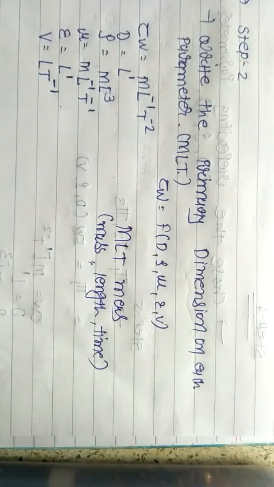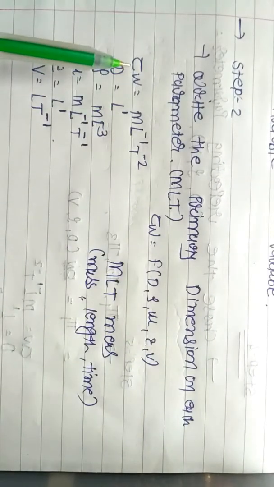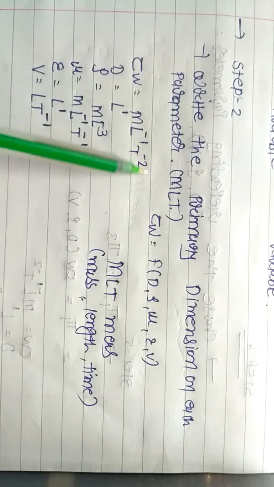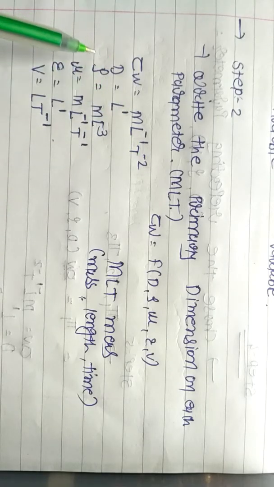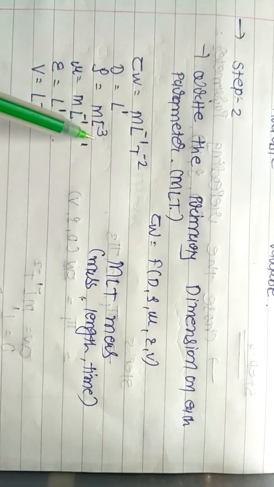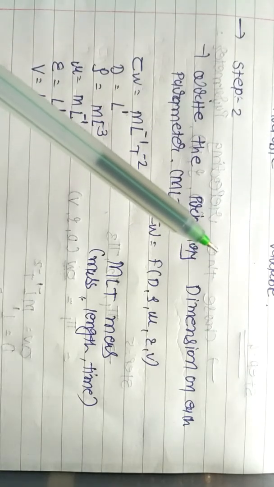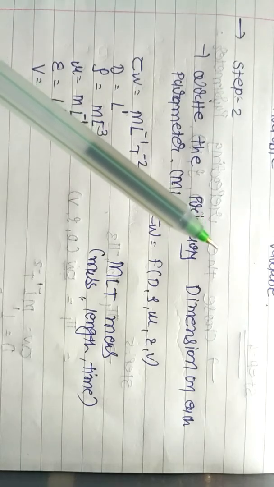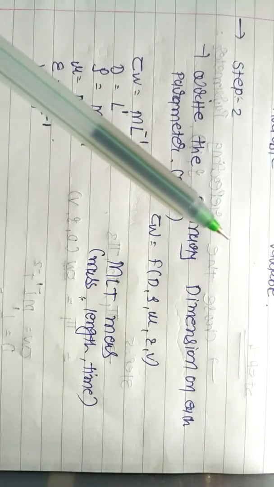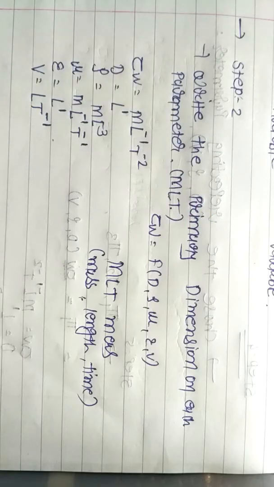Now in the MLT form, we have to convert this question into MLT form. So shear stress is M L raised to minus 1 T raised to minus 2. Diameter is L raised to 1, density rho equals M L raised to minus 3, dynamic viscosity mu equals M L minus 1 T minus 1, epsilon equals L raised to 1, and velocity equals L T minus 1. So in step number 2, we convert into the primary dimensions, the MLT form: mass, length, and time.